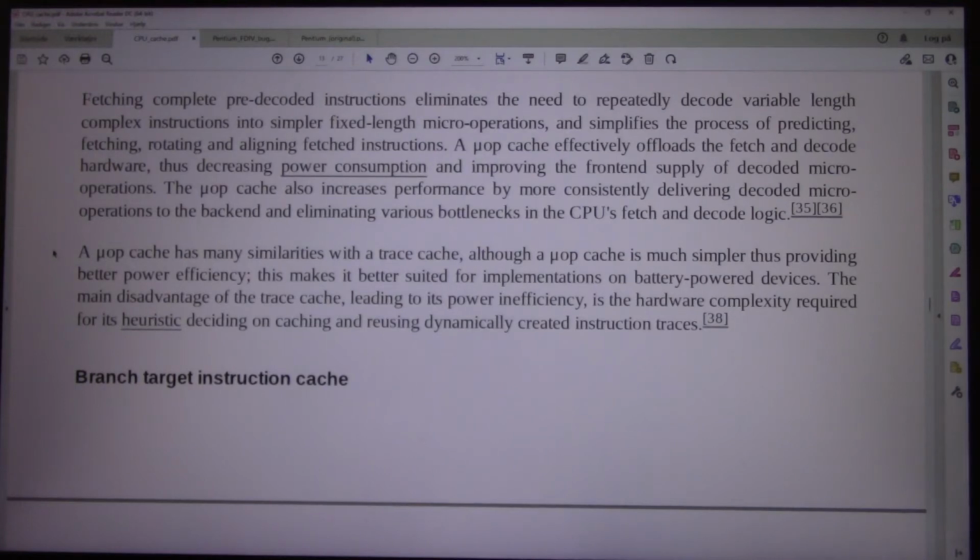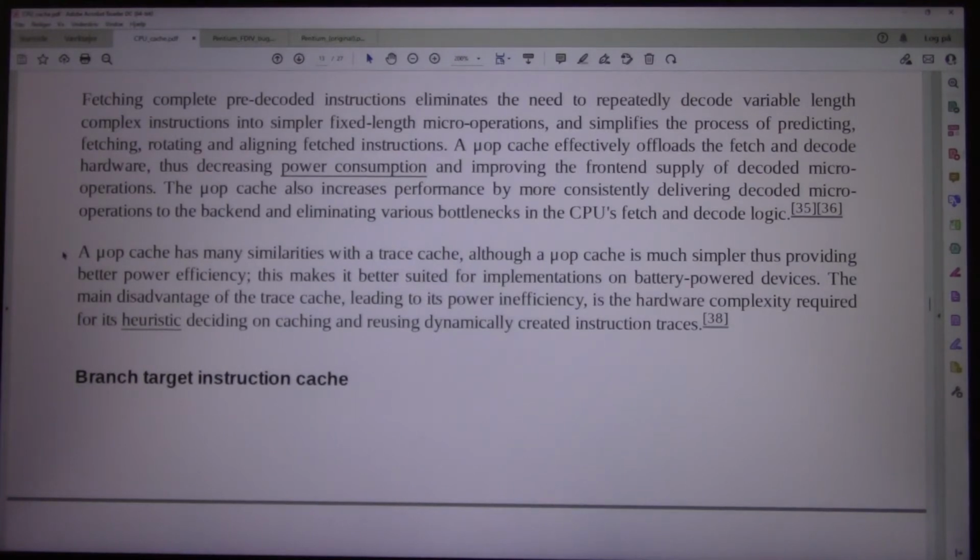A μOP cache has many similarities with a trace cache, although a μOP cache is much simpler, thus providing better power efficiency. This makes it better suited for implementations on battery-powered devices. The main disadvantage of the trace cache, leading to its power inefficiency, is the hardware complexity required for its heuristic deciding on caching and reusing dynamically created instruction traces.